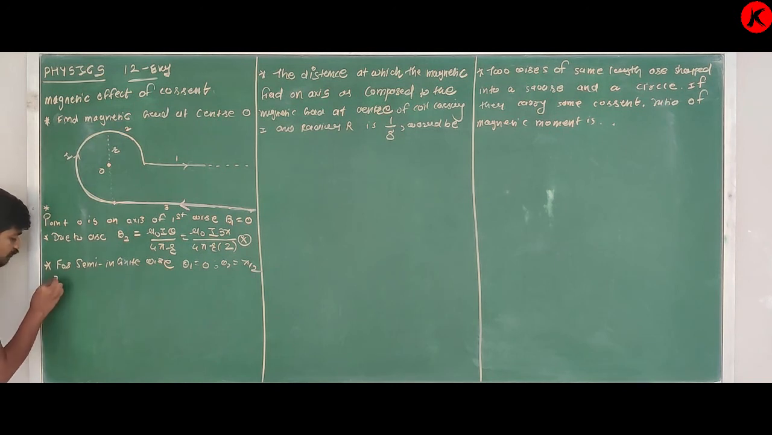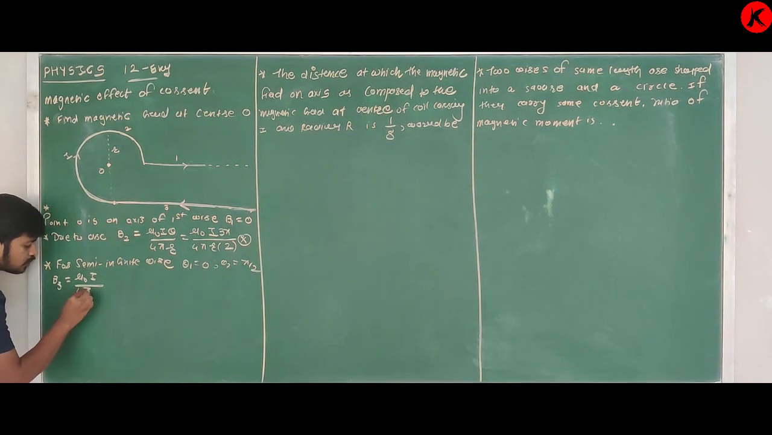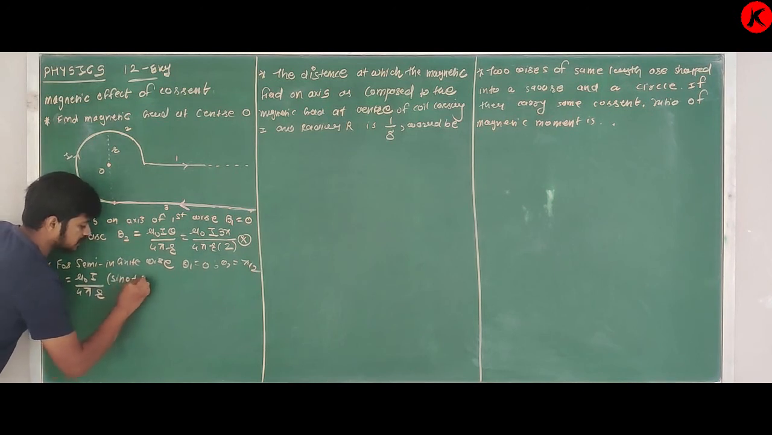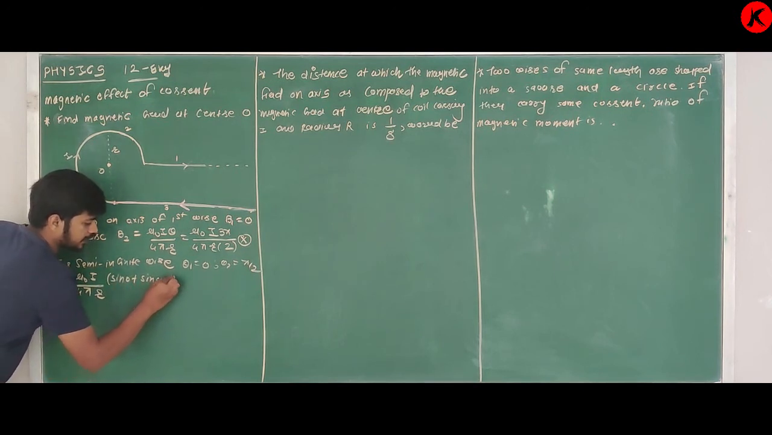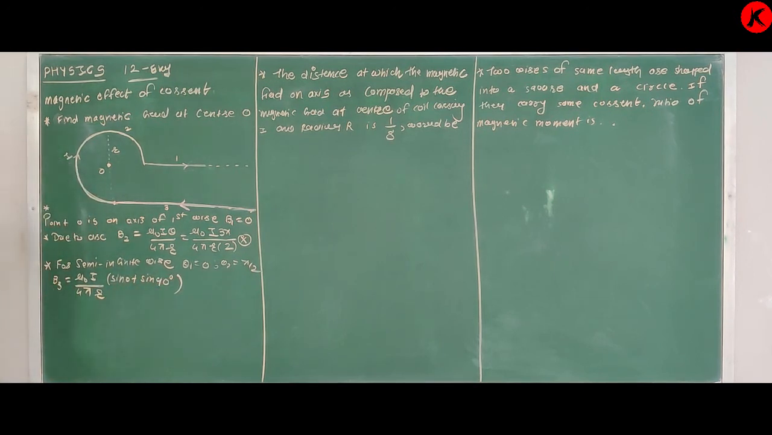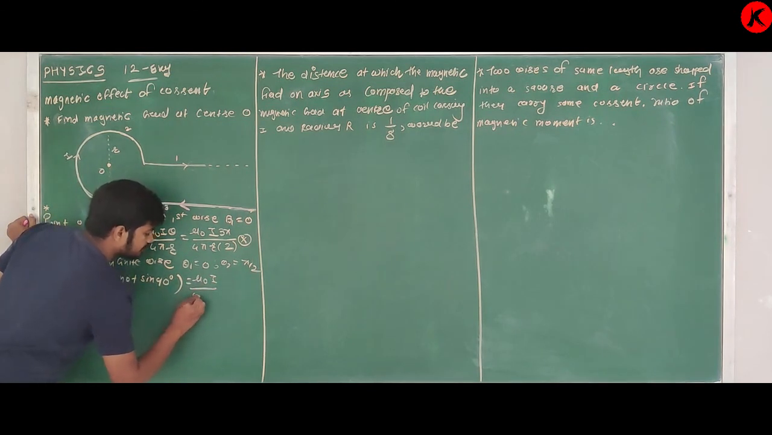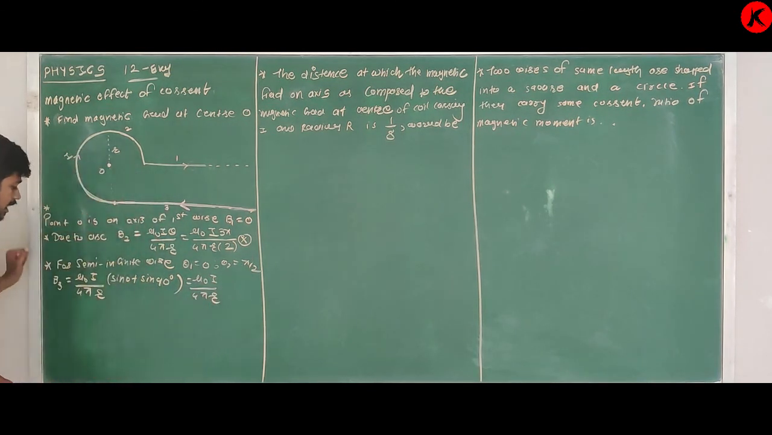So what is the magnetic field? B3 is equal to mu 0 I upon 4 pi. The distance is equal to the radius. Here it is sine 0 plus sine 90. For a semi-infinite wire, remember, one angle is 0 and one angle is 90. Sine 0 is 0, sine 90 is 1. So it is equal to mu 0 I upon 4 pi r.